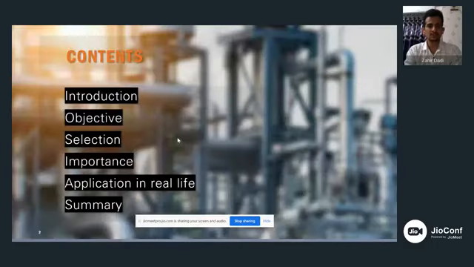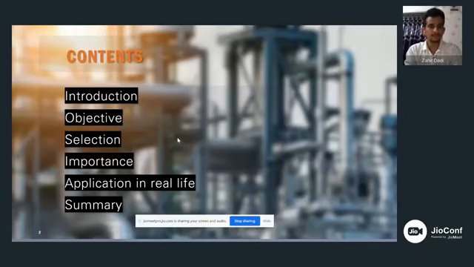Here are today's contents, in which I'll give you some introduction about metallurgical engineering. Later I'll cover how to select the material by combining metallurgy and mechanical properties. Then I'll give some real life applications of these properties, and then we'll summarize this webinar, and then I'll continue with Q&A for 5 minutes or so.